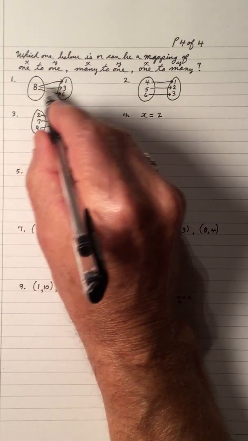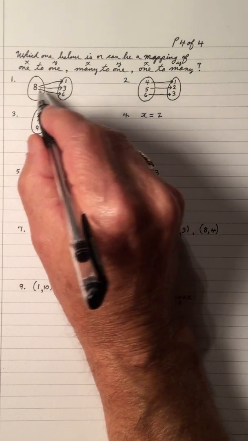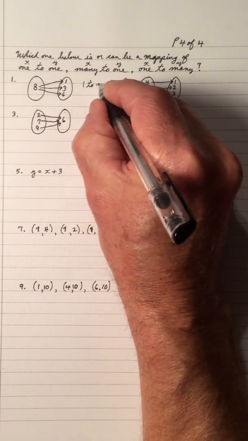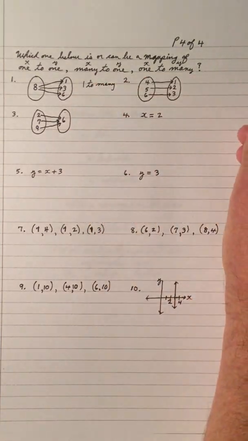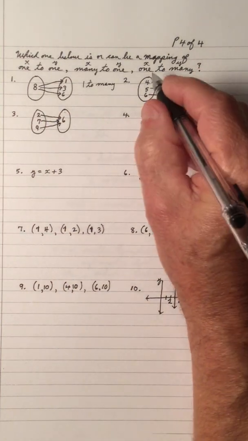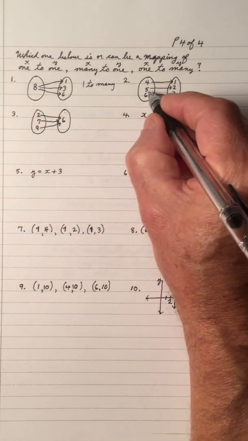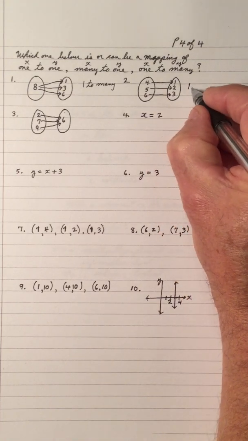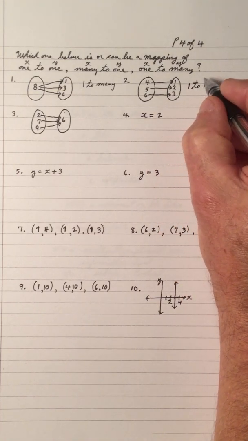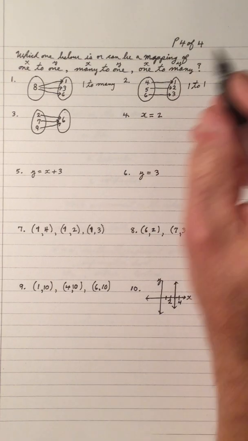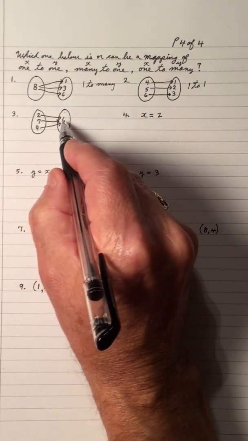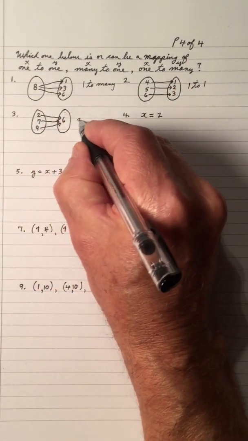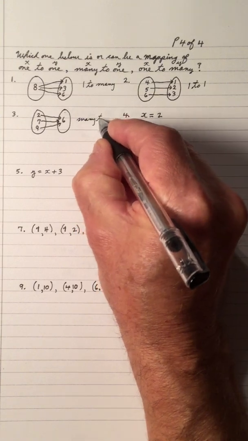Number 1, notice the 8 is going to 1, 3, and 6. So that looks like one-to-many, one going to many. Number 2, 4 going to 1, 5 going to 2, 6 going to 3. So that looks like it's one-to-one. And here I have 2 going to 6, 7 going to 6, 9 going to 6. So that's many-to-one.